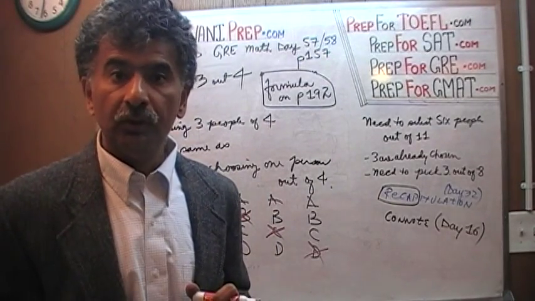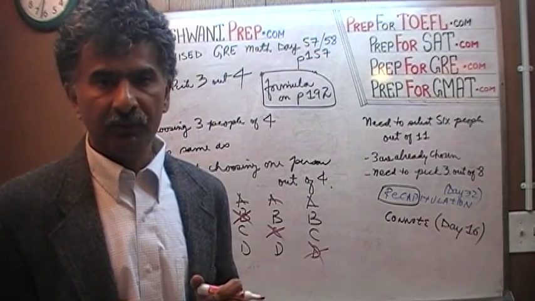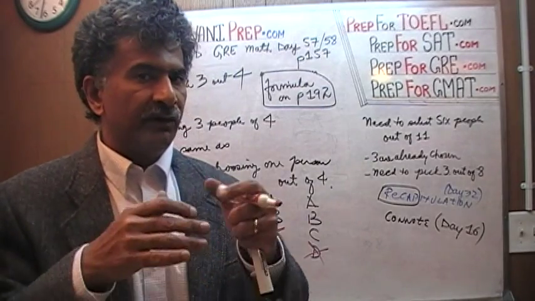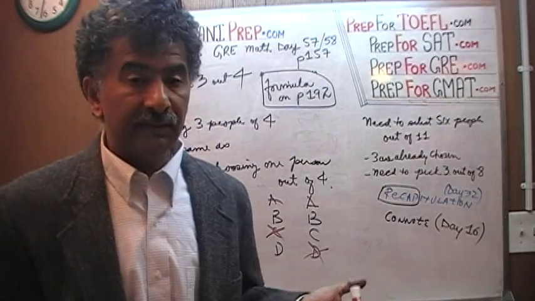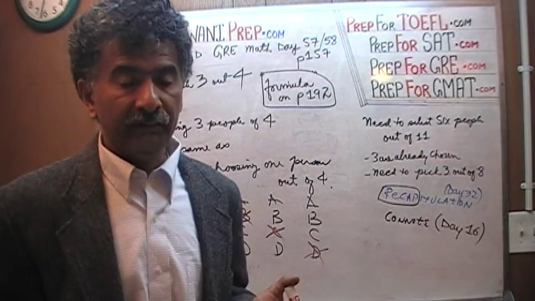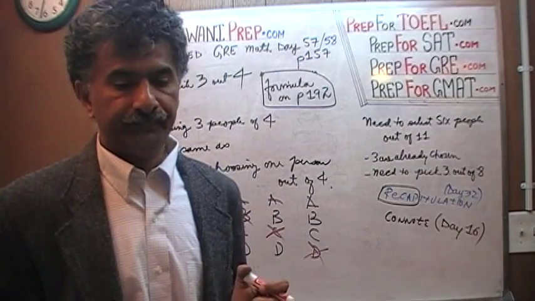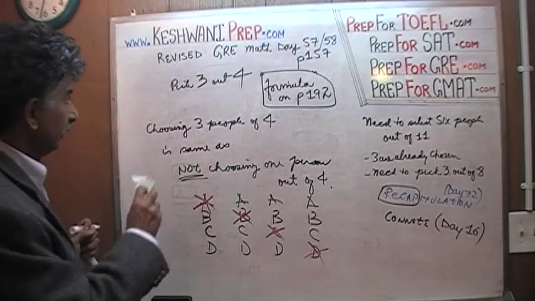Now I'm going to show you mathematically why that is. Now that we understand intuitively, on a gut level, logically, the answer that there are 4 different ways for us to pick 3 people out of 4, now we're going to see the mathematical way. I need the room obviously, so I need to erase everything.